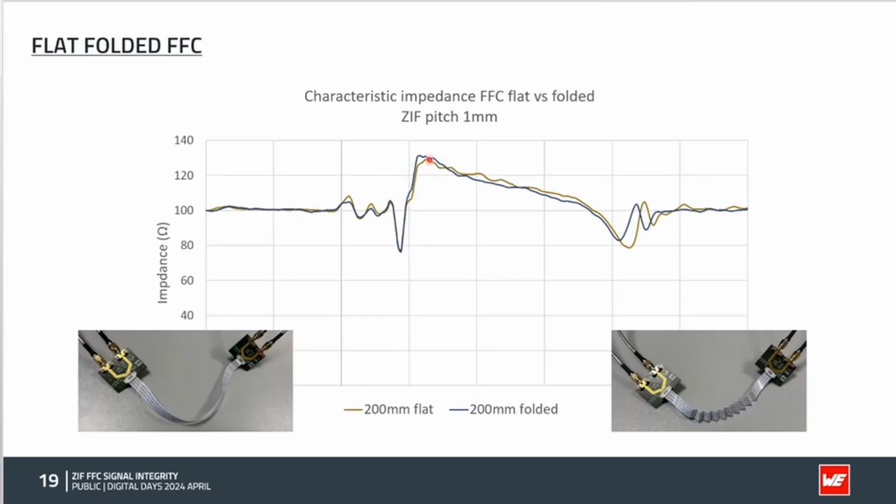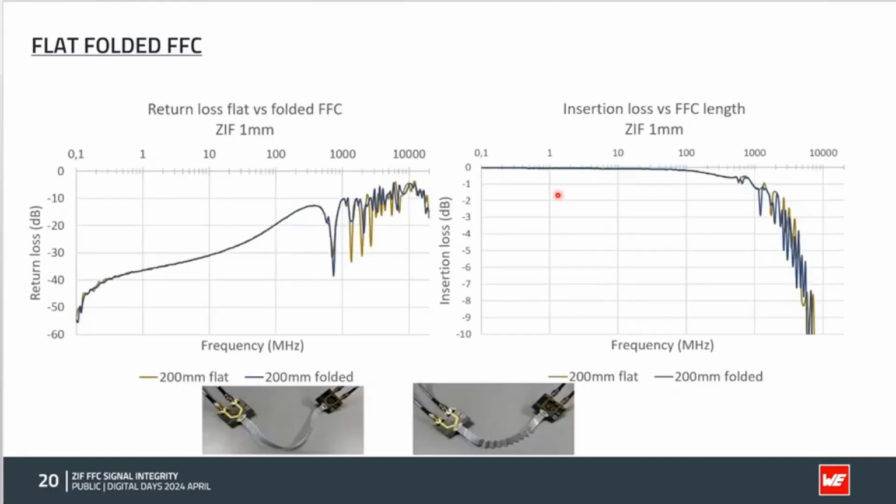Well, not really, actually. Flat and folded give more or less the same impedance. So normally we should not have so much difference in the return loss and insertion loss. And that is what happens. So return loss and insertion loss are more or less the same. So the answer is clearly that flat and folded do not have any influence on the signal integrity. So do not be scared to use a folded FFC.